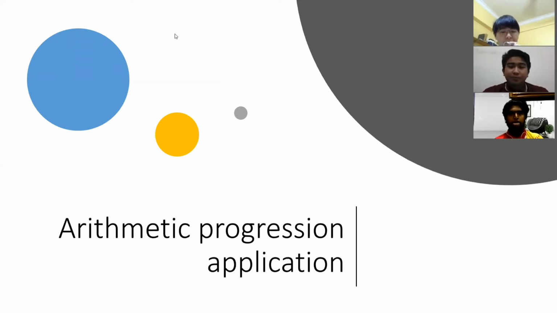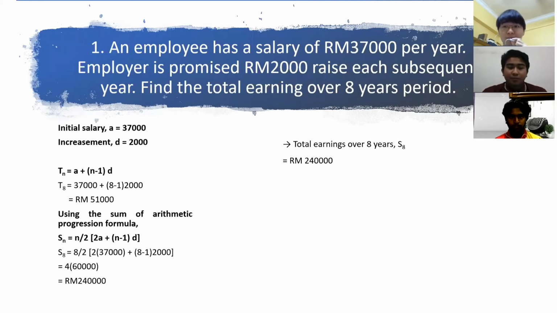As for now, we will look at the arithmetic progression application. The first question: an employee has a salary of 37,000 ringgit per year. The employer promised a 2,000 ringgit raise each subsequent year. Find the total earnings over an 8 year period.